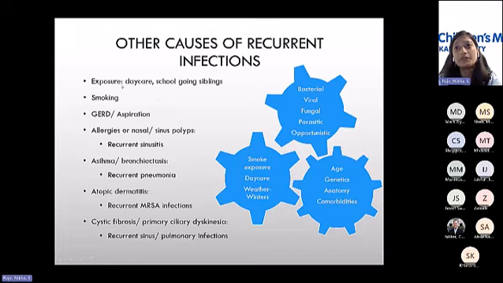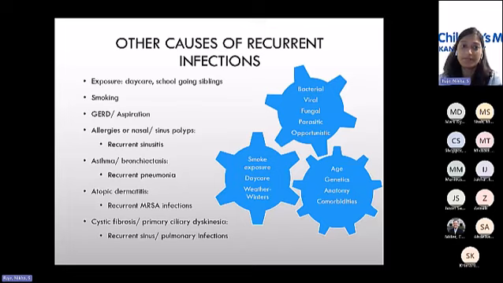So here's a list of things that can affect immunity or predisposition to infections, such as a daycare going 2-year-old, 3-year-old is more prone to having infections as they get exposed to various bugs as they go there. School going siblings, that's a common phenomenon where we see patients who are younger, they are not going to daycare, but their siblings are in school and they are bringing in viruses.